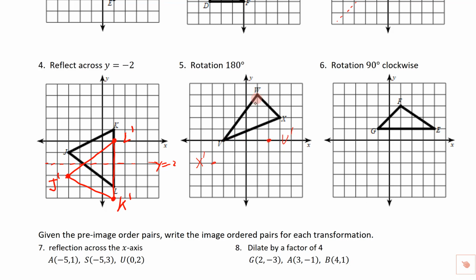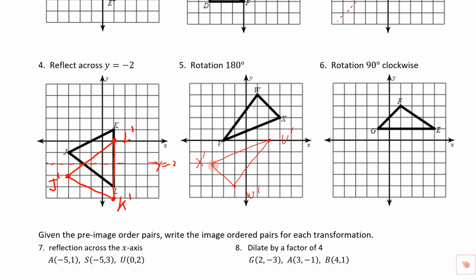And then again, to go to the origin, we would go down 4 and back 1. So we're going to go back 1 and down 4. It's kind of like just reversing the two of those. And we end up with this. So this ends up being w prime right here. So our new figure, our image of the pre-image, looks like this.